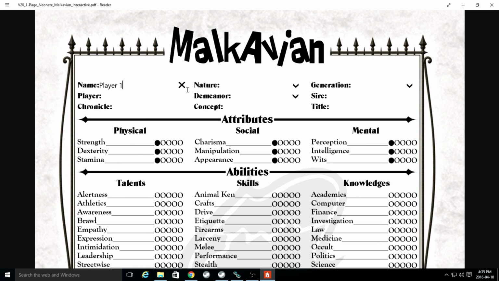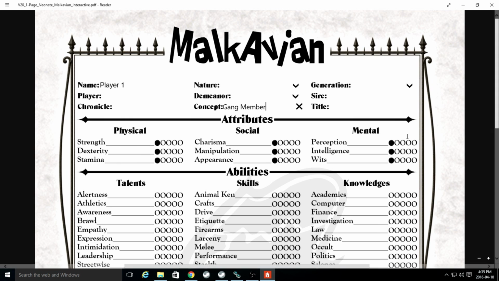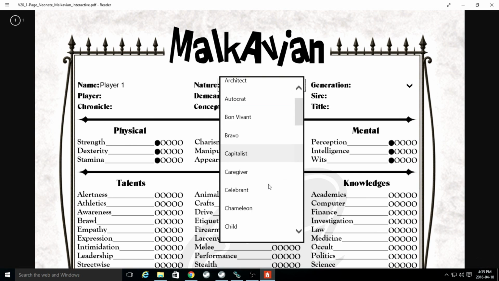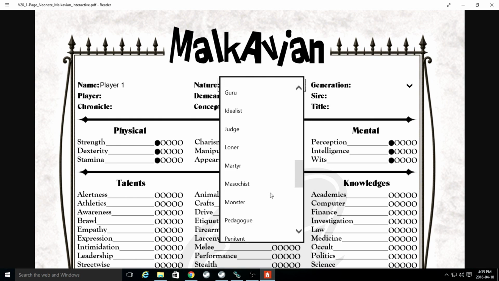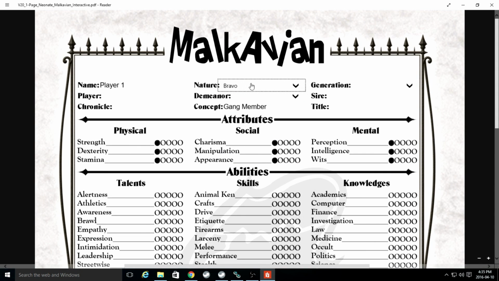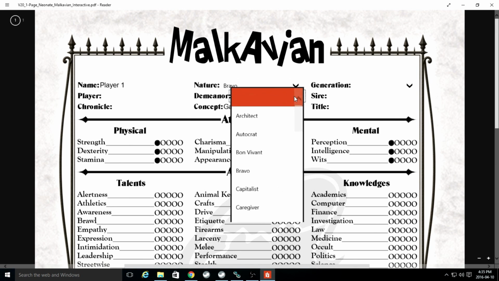So we're going to go to player one here. Our player one character has the concept of a gang member. That's right, a member of a gang kicking around. Can be male or female. We're going to go with the nature of Bravo. The Bravo is the one that's always looking out for number one. I will be a bully to you because I believe that might makes right, etc., etc.